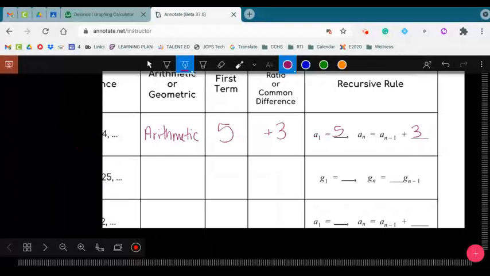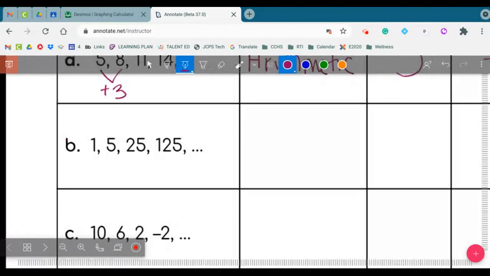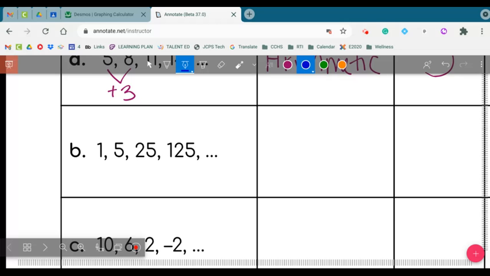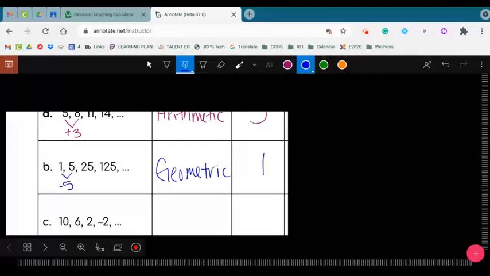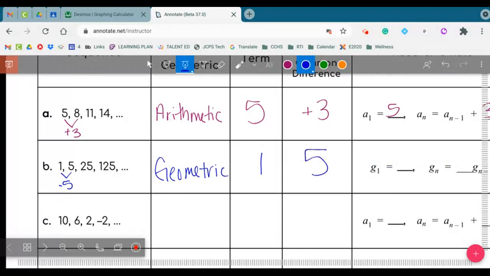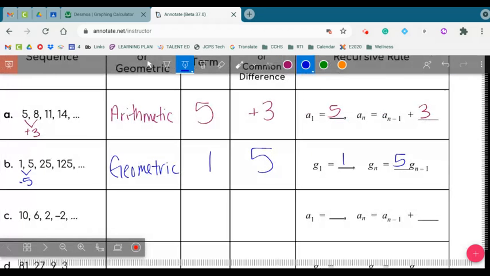Okay, going on to the next one. We go from 1 to 5 to 25 to 125. We're multiplying by 5. So this is geometric. Our first term is 1. Our common ratio is 5. So then we're going to plug those numbers into our formula. For geometric, the first term is the same, but your common ratio goes before your g. Whereas in your arithmetic, the 3 goes after the a.